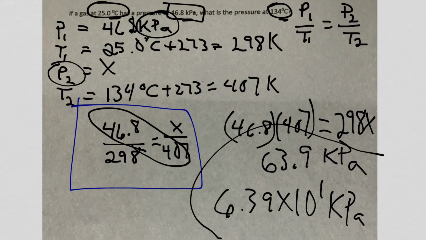So hopefully this helps. Again, the big thing about gas laws is always making sure temperatures are in kelvins. So give it a try. Remember, label your answer and round it to significant digits. That is key.